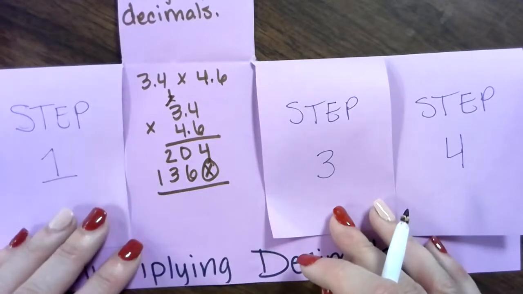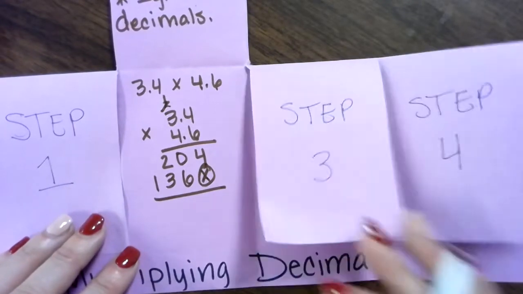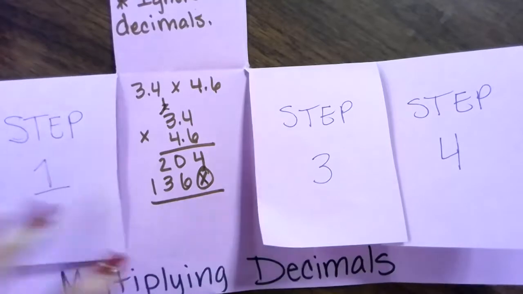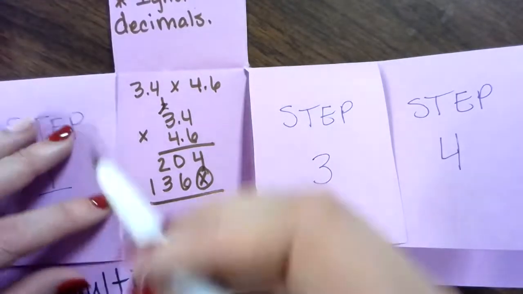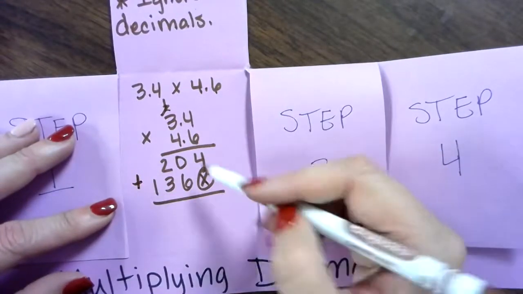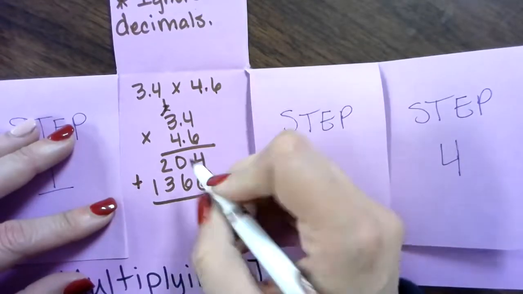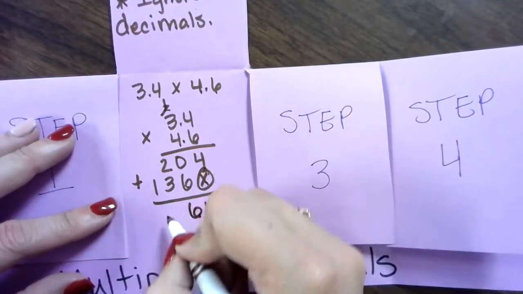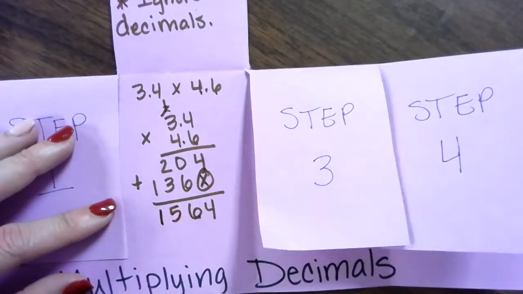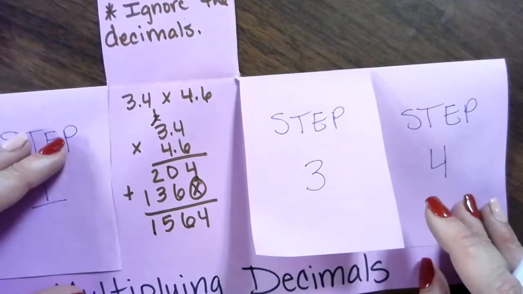All right, then what is going to be my next step? I've got to do what? Well, I've got to add that. So 4 plus nothing is 4, 0 plus 6 is 6, 2 plus 3 is 5, and 1. Okay, so we have that answer right there.